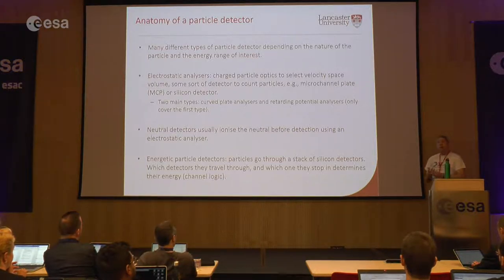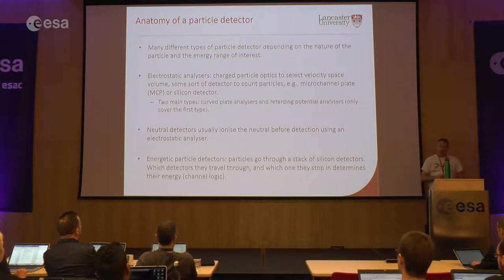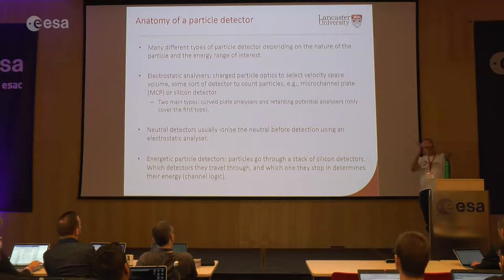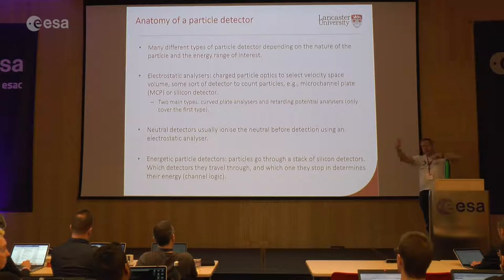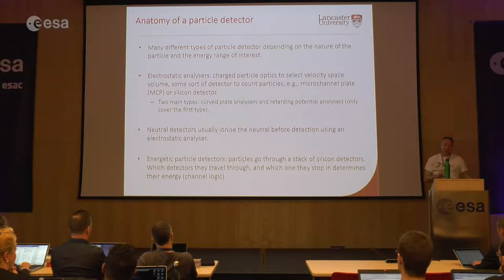That could be a microchannel plate detector, or it could be a silicon detector. There are two main types of those analyzers: curved plate analyzers and retarding potential analyzers. I'm only going to cover the first one in this talk, and I'll show you a sketch of one in the next slide. We do also have detectors that measure neutrals. They will often ionize the incoming neutral before detection in an electrostatic analyzer. So the neutrals come in, there is some method to ionize them, and then they enter an electrostatic part, maybe even an electrostatic analyzer, to do the final detection and measurement of the incoming energy or velocity.